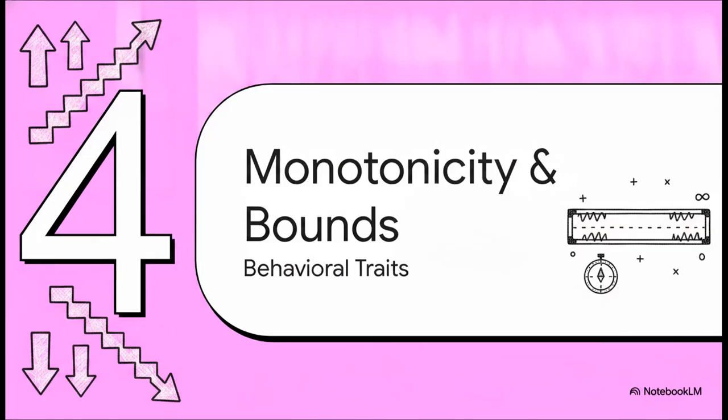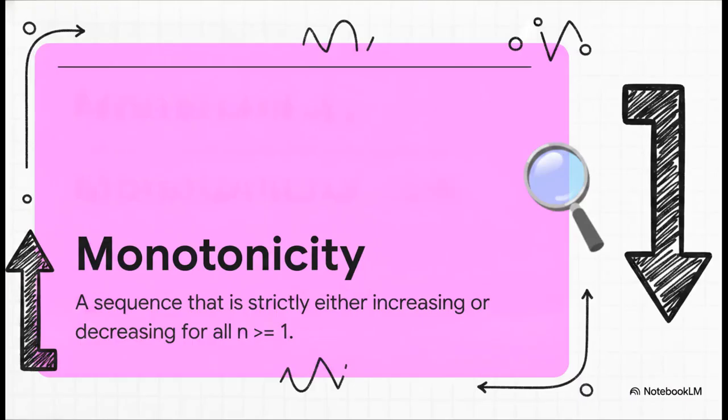All right, on to section 4, monotonicity and boundedness. We are now digging into some advanced behavioral traits of sequences, specifically looking at their directional commitment and spatial limitations. First up is monotonicity. Basically, a monotonic sequence is one that picks a direction and absolutely refuses to second-guess its path. It is either strictly increasing, meaning every single new term is larger than the last, or it is strictly decreasing, meaning every new term is smaller. There is simply no backtracking allowed.